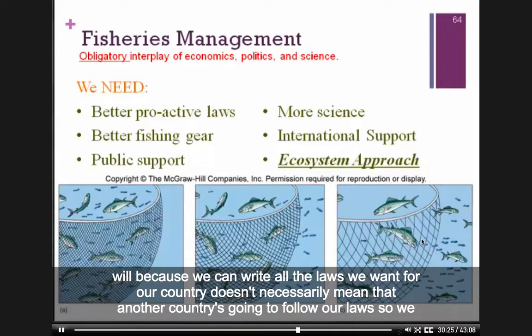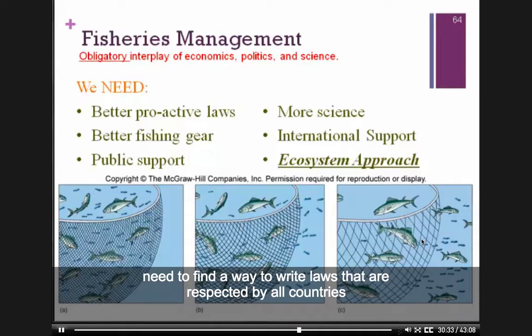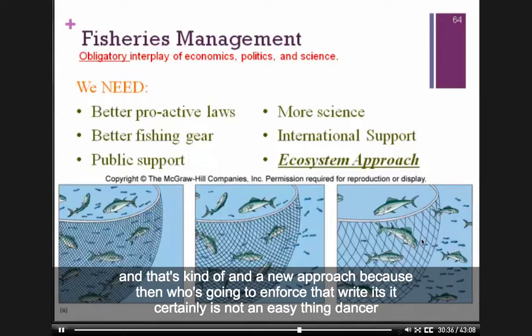Why? Well, because we could write all the laws we want for our country. Doesn't necessarily mean that another country is going to follow our laws. So we need to find a way to write laws that are respected by all countries. And that's kind of a new approach, because then who's going to enforce that, right? It certainly is not an easy thing to answer.